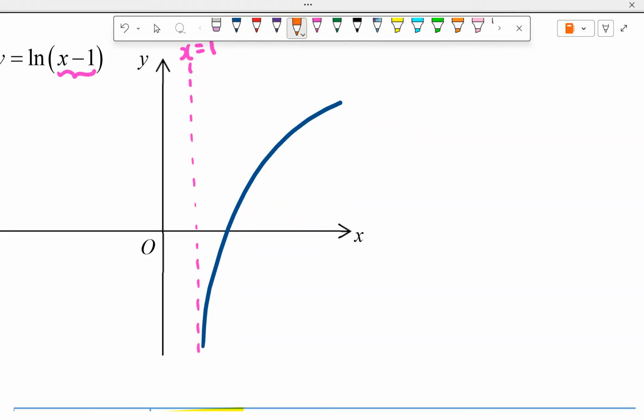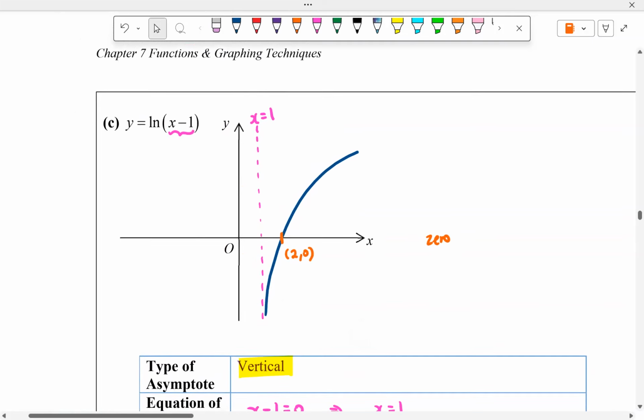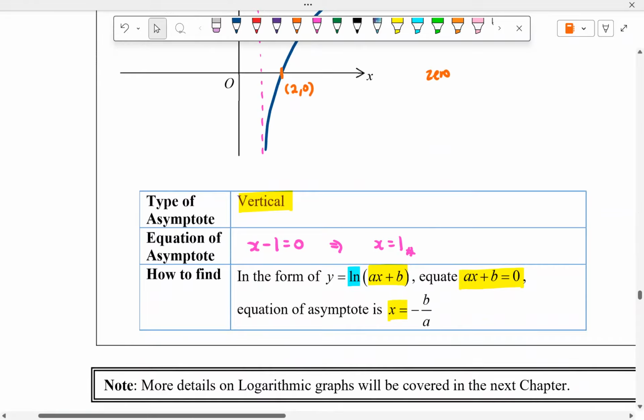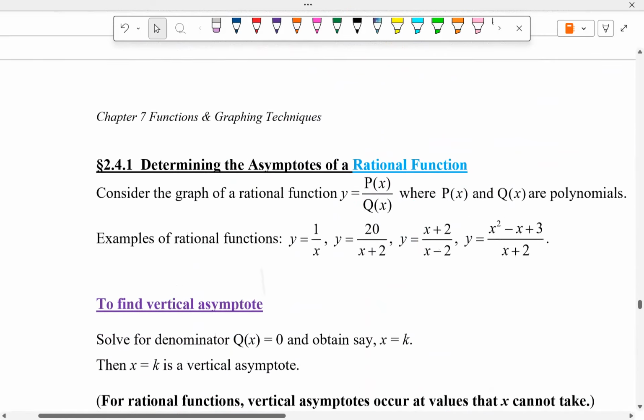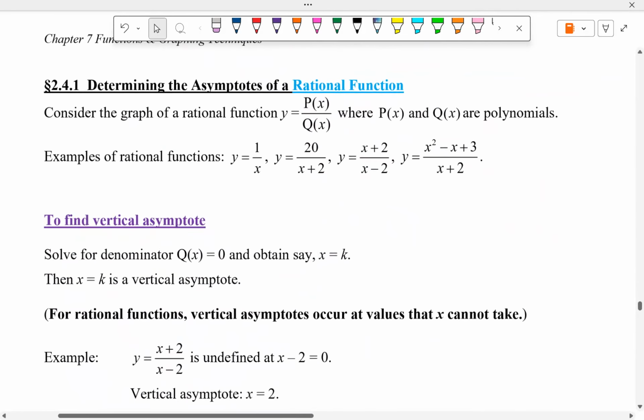Then the next thing, there's an x-intercept. So go to your second calculate function and look for the zero function. Left bound, right bound, and the GC should return you (2, 0) as the x-intercept. In general, these are the 3 graphs with asymptotes that are in your syllabus. Now let's go more in-depth into the rational graph.